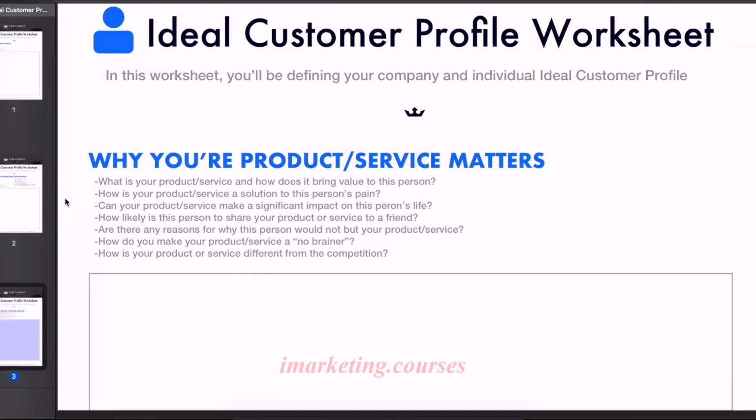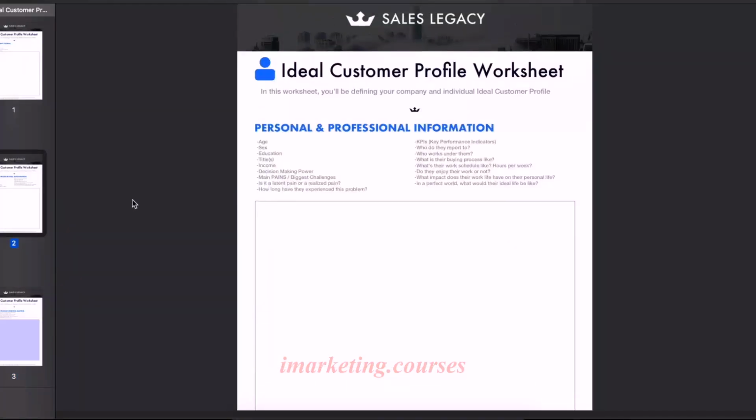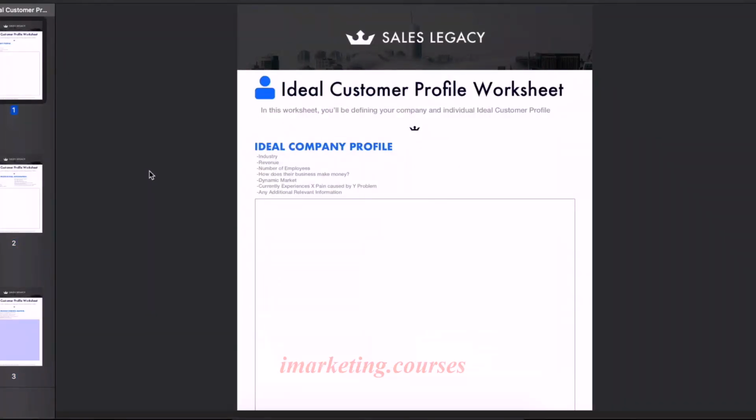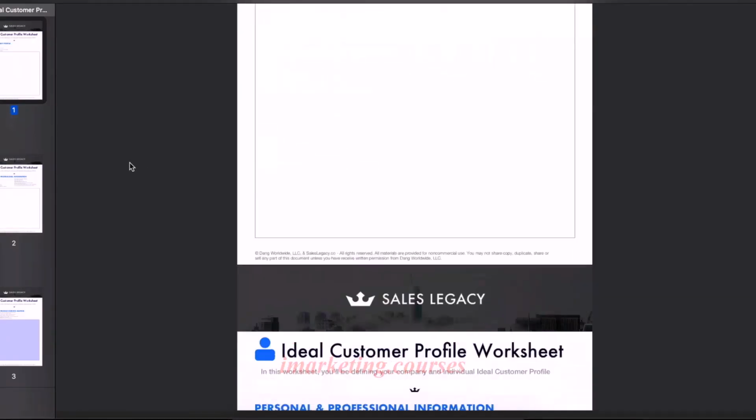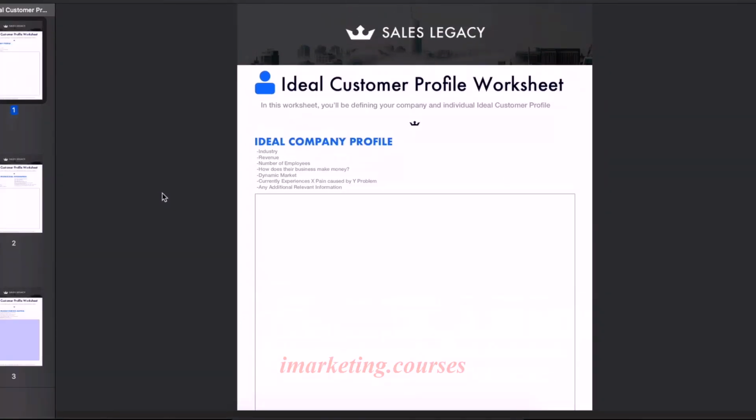So with that said, again, it's going to be a 3-page worksheet that you can print out or write directly on the PDF. And you definitely want to fill this out before you move on to the next sections of this course, because by understanding these questions, it's going to help you clarify exactly who your market is and what kind of solutions you want to create.